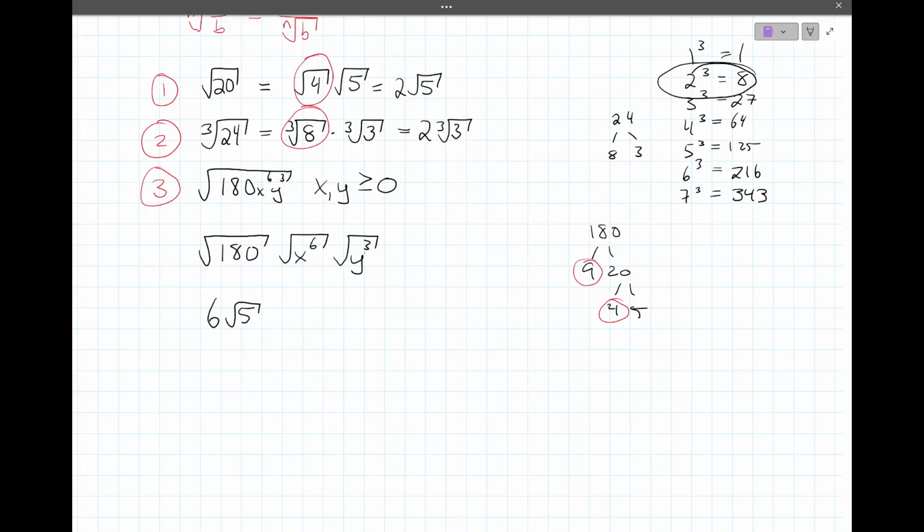So this will be 6 root 5 because the 6 is coming from, this will break out as a 3. Well, let's actually just write the step here. This will be root 9 times root 4 times root 5. I'll worry about the x's in a moment. But now that root 9 becomes a 3, that root 4 becomes a 2, and that root 5 has nobody to break out with.